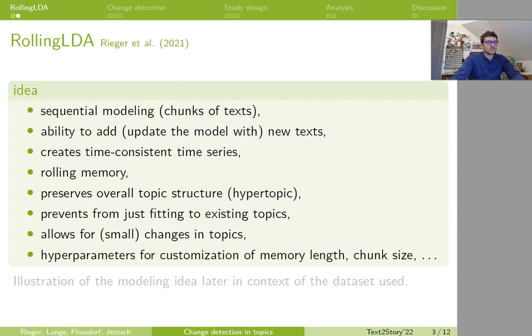So maybe you want to ask why we do not simply add the new text by predicting the assignments using the complete model. We do not do this because it would result in too rigid topics. We want to allow for small changes in topics by preserving the overall topic structure of the hypertopic. As I will illustrate the modeling idea on the dataset used later on, I will also explain how to choose the hyperparameters of this modified LDA.